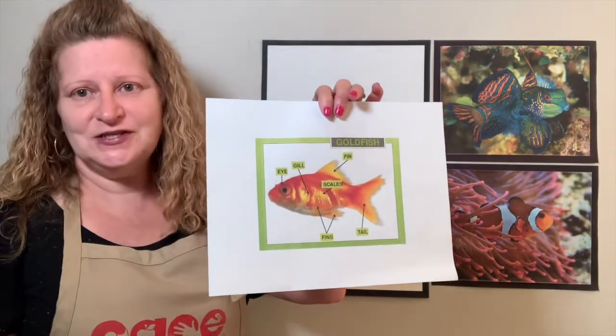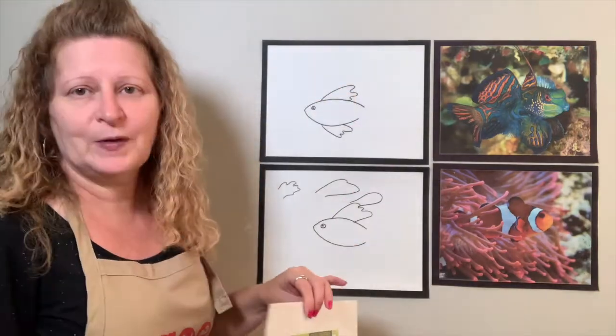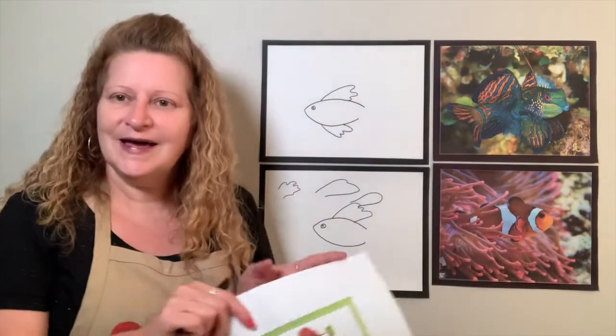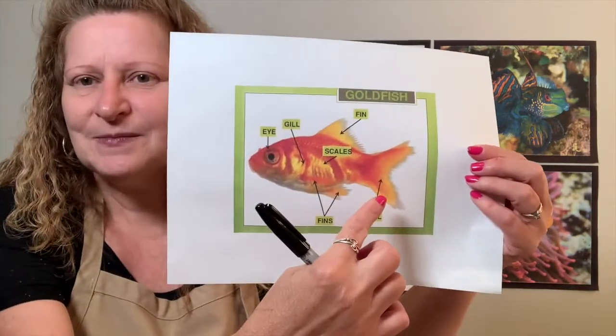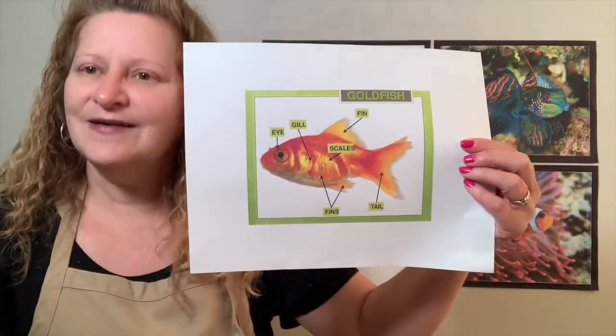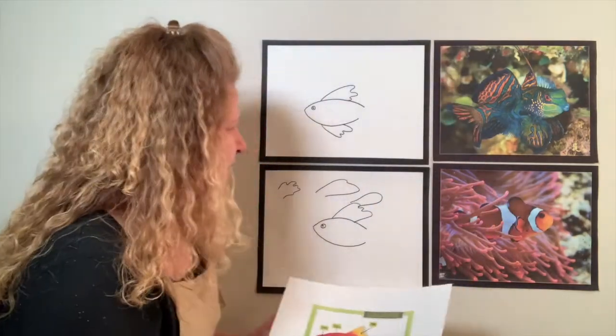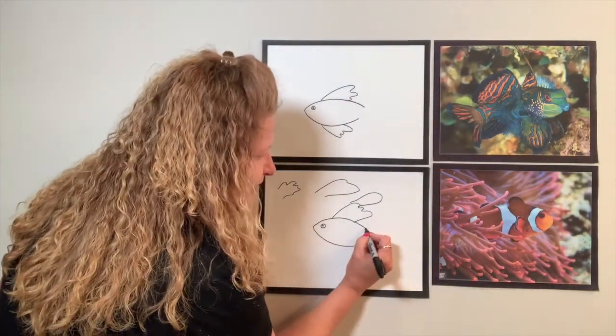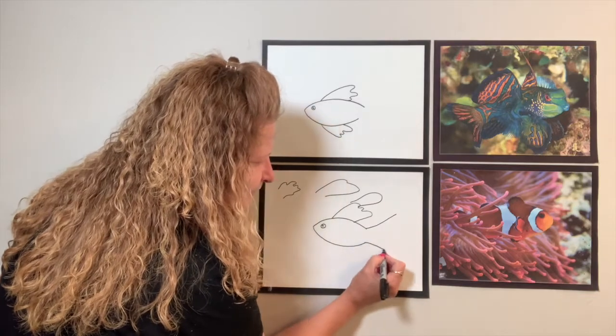Remembering that fish use fins in order to help them swim through the water. Right, so what part do you think this might be, boys and girls? It is the tail. Good job. And when we draw our tail, we're going to draw it on this part of our fish.